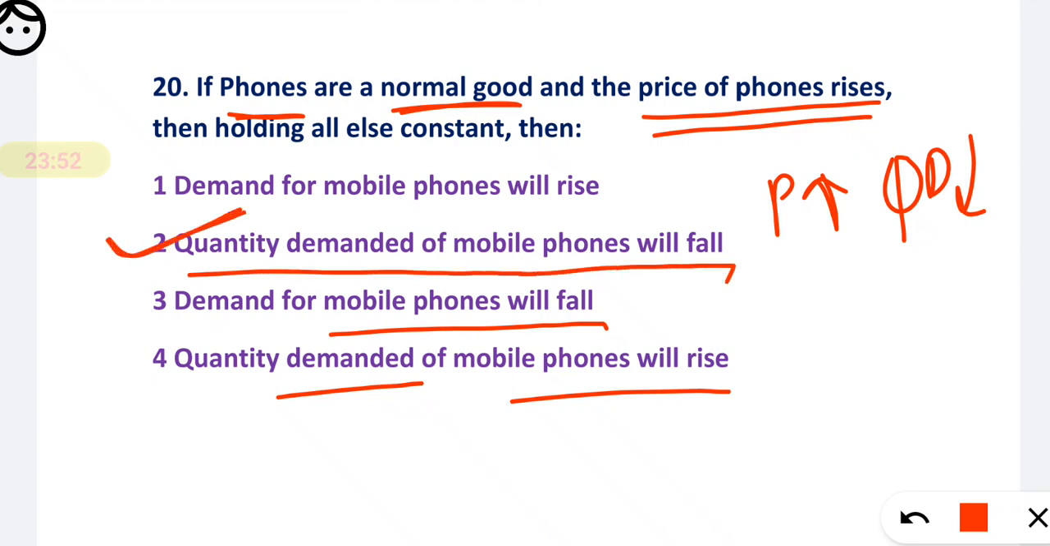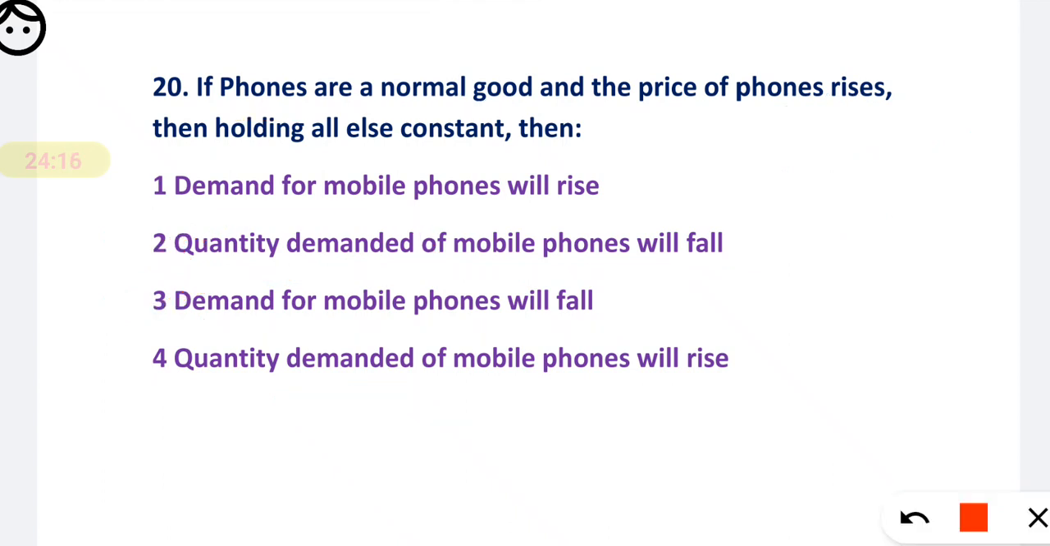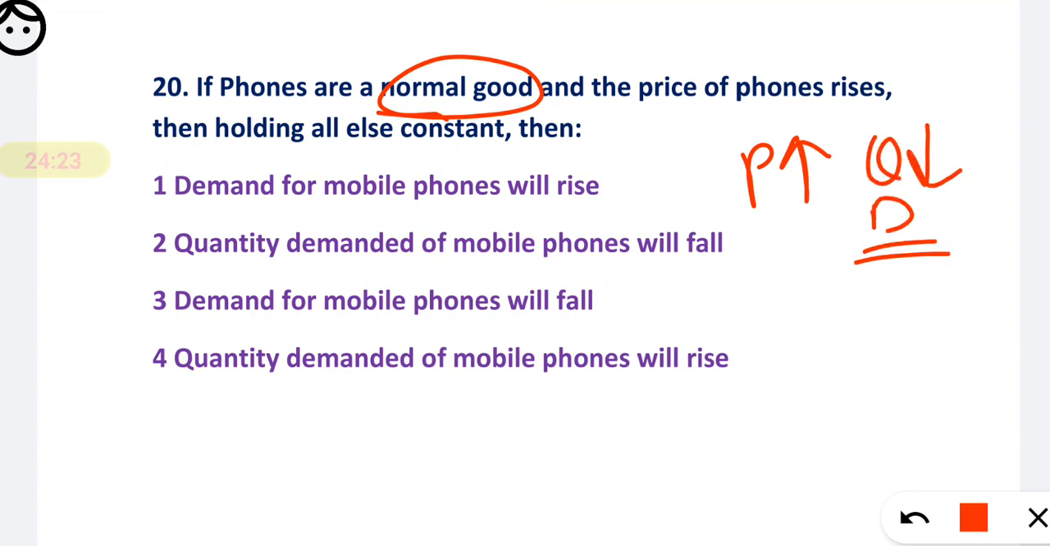See here, you can see a similar answer: the demand for a mobile phone will fall. Demand will not fall. Remember how they make you confused through the options. Demand for mobile phones will not fall, the quantity demanded will fall. Okay, so the correct answer for 20 is the second option. This is not correct. The second option will be correct. In case of normal goods, if the price increases, your quantity demanded will decrease. So just the quantity demanded will fall.